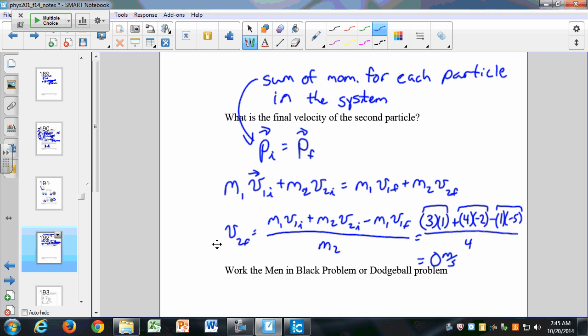M1 is 2 kilograms. M1 is 3. Did I get it? Oh, yeah, okay. All right. This is a 3 right here. Minus, sorry about that, 3 times -5. Let's see, so that's 3 minus 8 plus 15 divided by 4. That's 10 over 4, 5 over 2, yeah, 2.5.